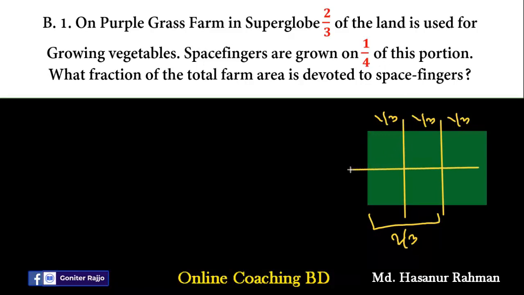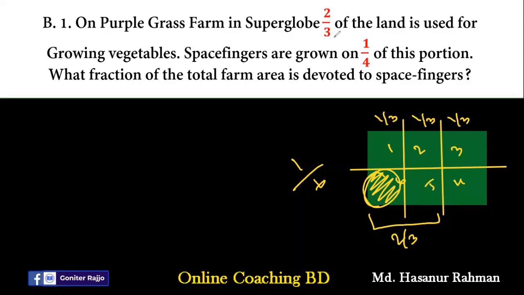So what does 1/4 mean? 1/4 means actually this portion. Then we can say 1/4 is actually this part. So we can easily understand that this one is 1 part out of a total of 6 parts. Look, 1, 2, 3, 4, 5, 6. So this portion is 1 part out of 6 parts. That will be the final answer.